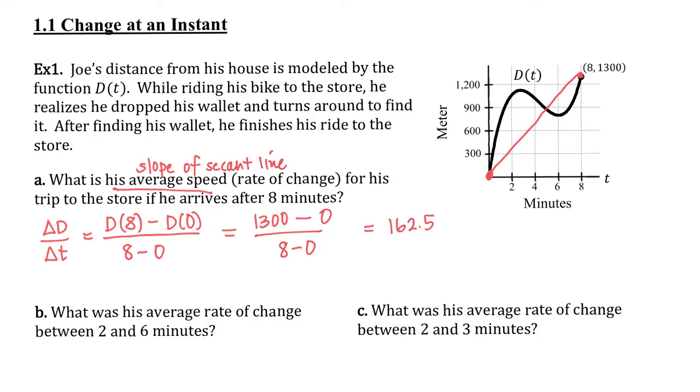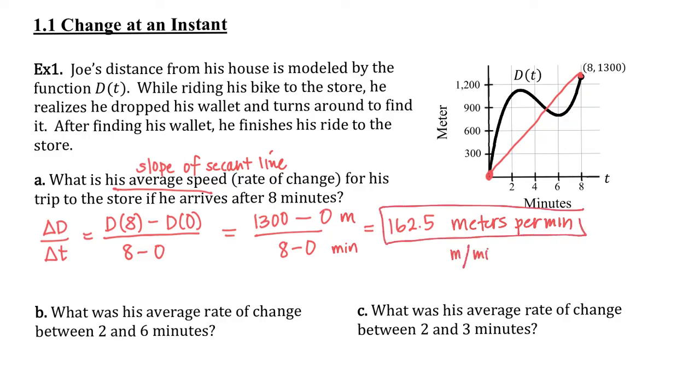Okay, this is rate of change, so the units are important and they help us analyze what we're talking about. So in this case, the numerator was the distance. The distance is given in meters. The denominator is the change in time. Time was given in minutes. So this is meters per minute. Okay, that could also be written as meters per minute.